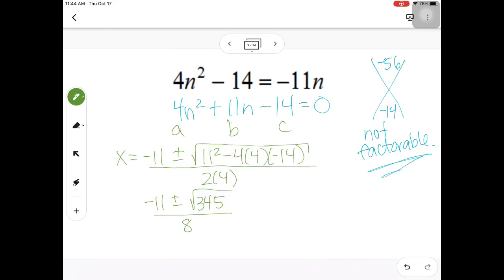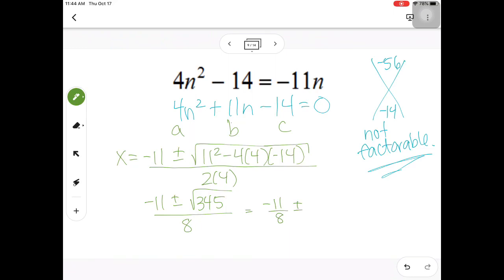You cannot leave it unsimplified if it is possible to simplify. But with this one, 345, you cannot break it down. So for this one, this actually is your answer. If you want to split it apart, you can.